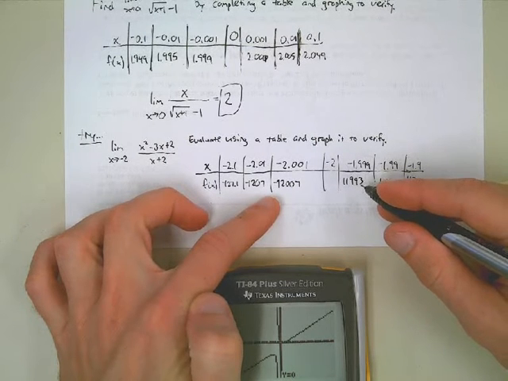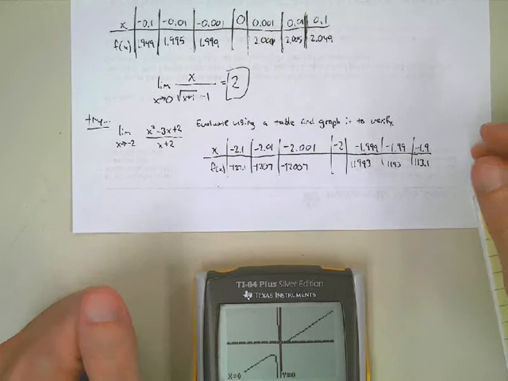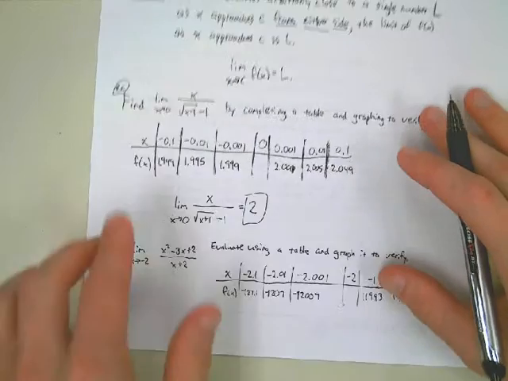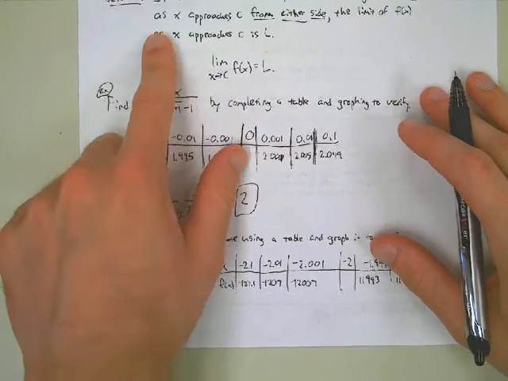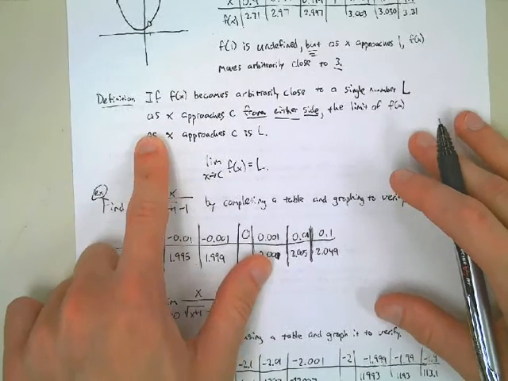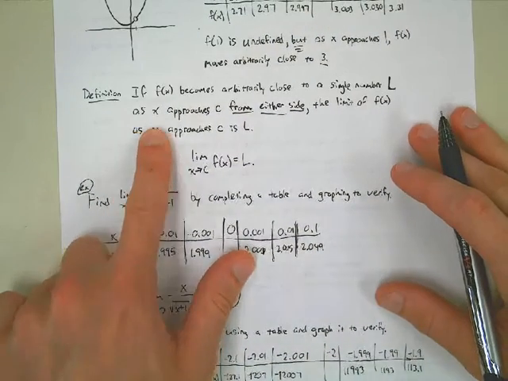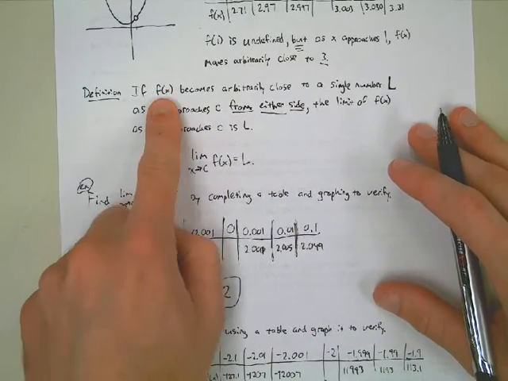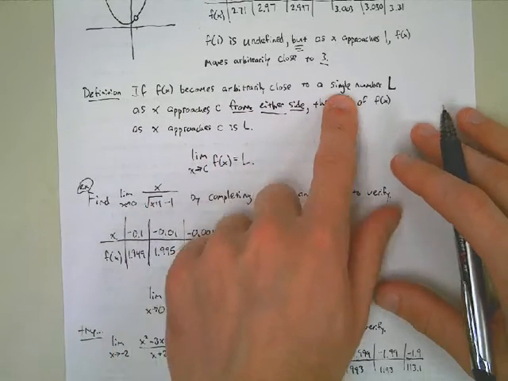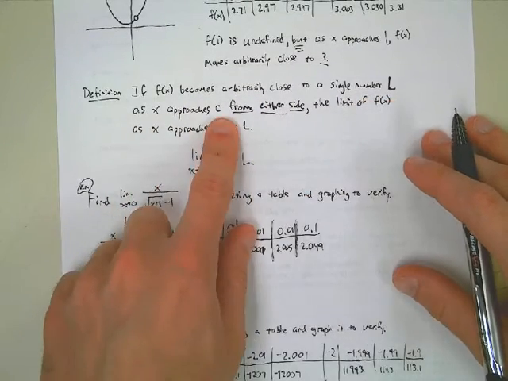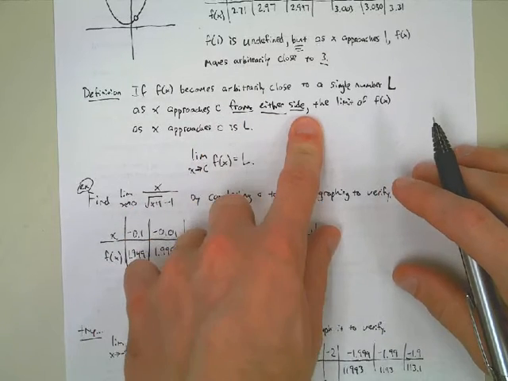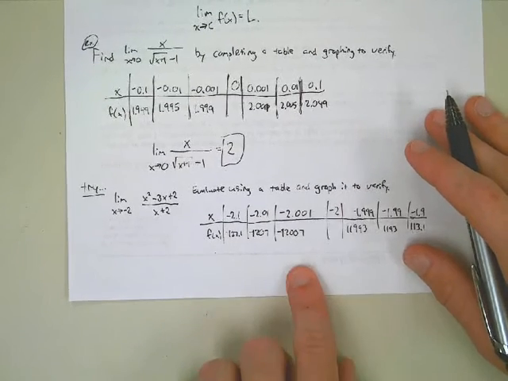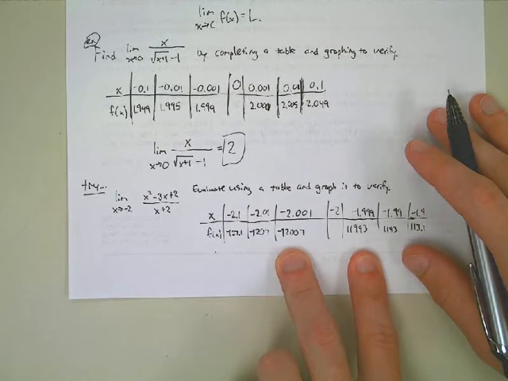Okay, so what would we say about the limit here? Remember, our definition is that if f of x becomes arbitrarily close to a single number L as x approaches c, in this case negative 2, from either side, the limit of f of x is said to be L. But are we approaching a single number here? We're approaching 2 different numbers. So the limit here does not exist.